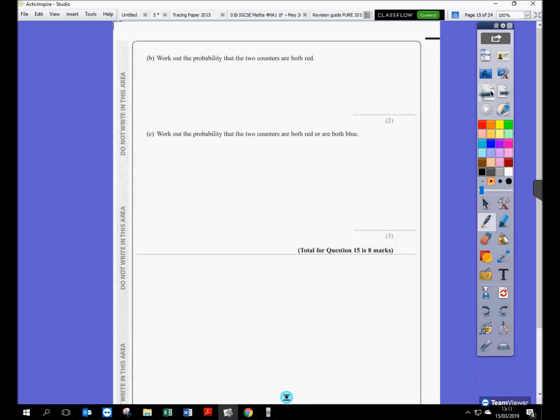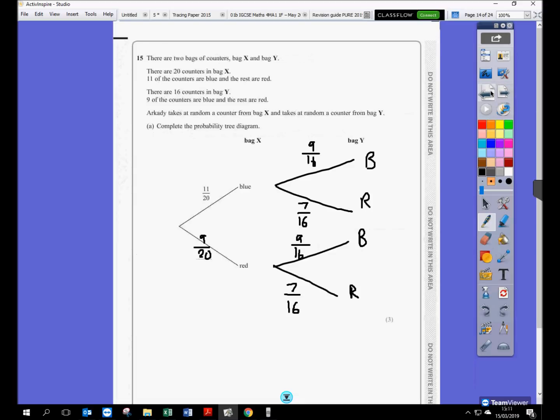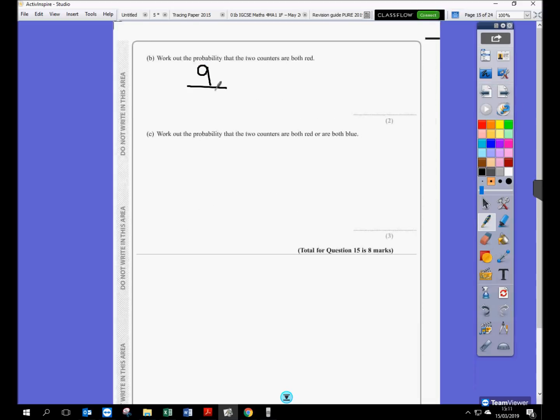Okay, next question. Work out the probability that they are both red. That's red, red. So from the tree diagram, it's 9 over 20 multiplied by 7 over 16. That gives you an answer of 63 over 320.